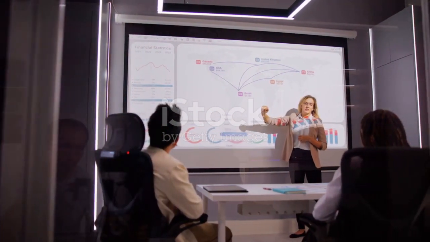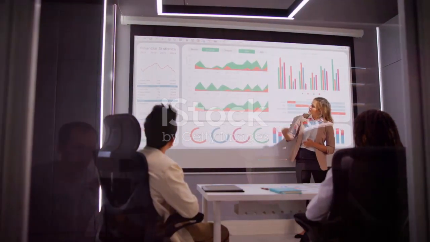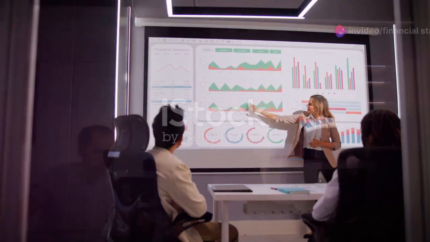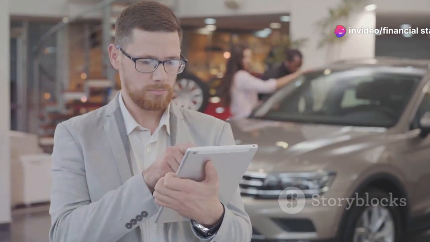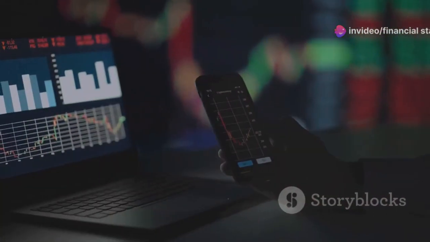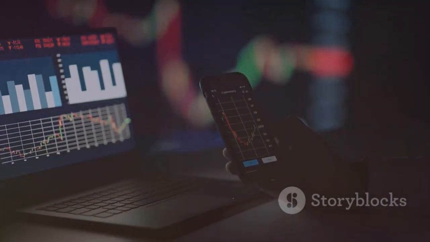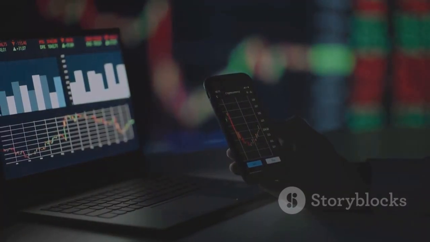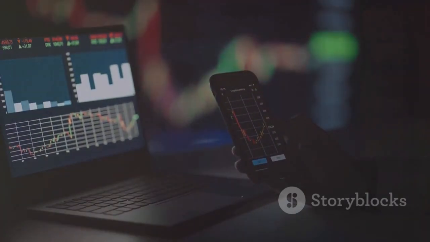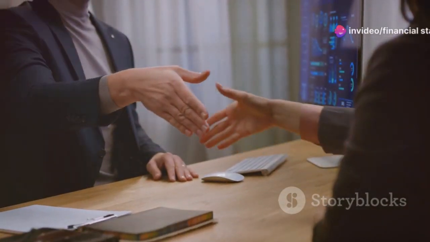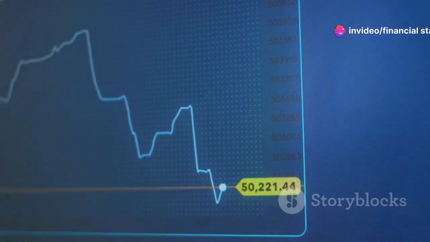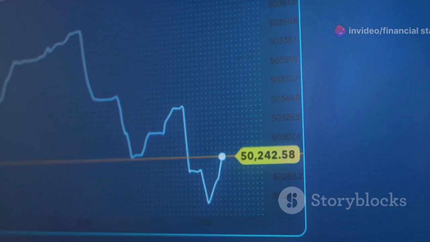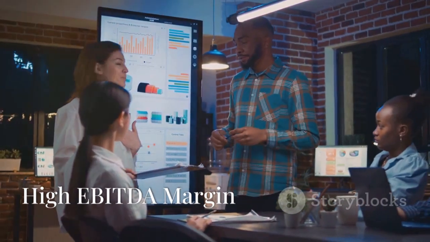Scenario 24. What does a lower than average price to book, or PB, ratio suggest about a company? Let's say you're shopping for a car and you find one that's selling for less than similar models. A lower than average price to book ratio works the same way for a company's stock. It could mean the stock is undervalued compared to its assets. This can sometimes be a signal that the stock is a bargain, but it could also mean the market has concerns about the company's future growth or profitability.